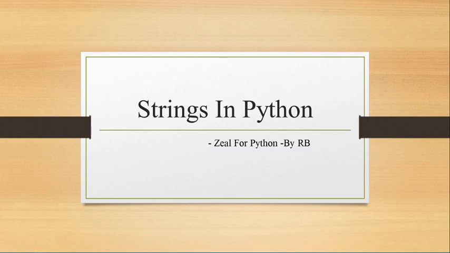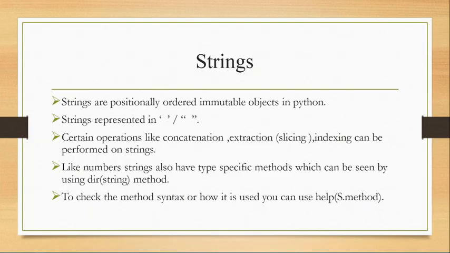Today we will learn about string data type in detail. Strings are positionally ordered immutable objects in Python. Strings are represented in single or double quotes. Certain operations like concatenation, extraction, which is also called slicing, and indexing can be performed on strings.